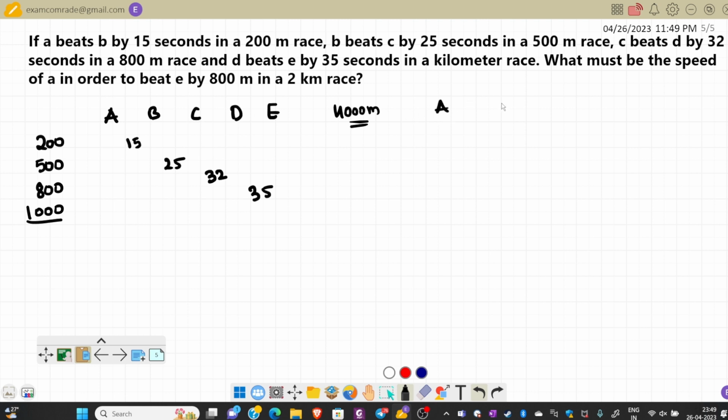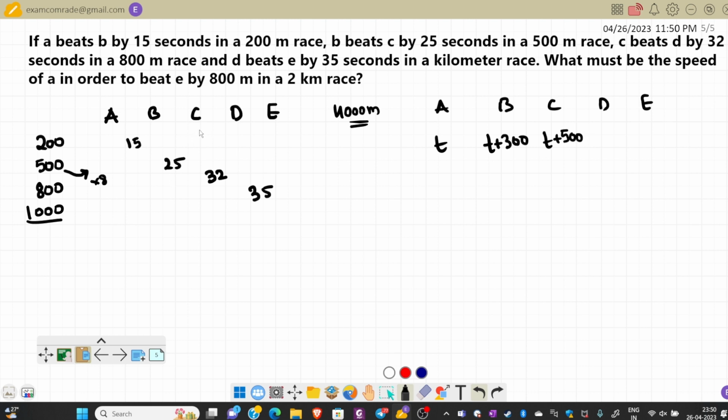Let's write here A, B, C, and D. A takes time t, so B will take 15 into 20, as 200 into 20 gives 4000, so we need to multiply 15 with 20, so B will take t plus 300 seconds. Now compare B and C. To convert 500 into 4000, we need to multiply with 8, so we'll multiply 25 with 8, so there will be a time delay of 200 seconds between B and C. So t plus 300 plus 200, that is t plus 500.